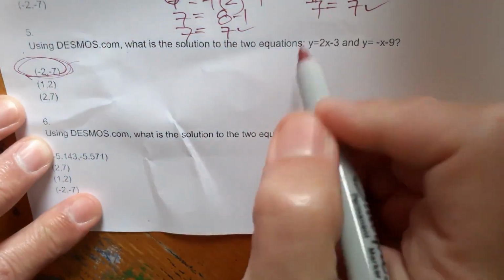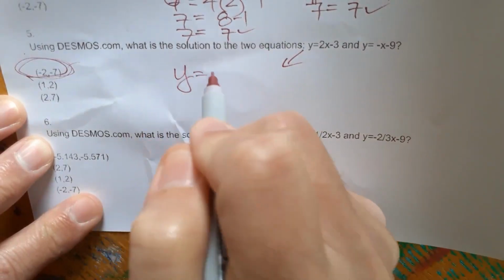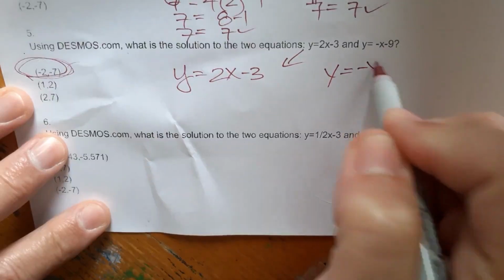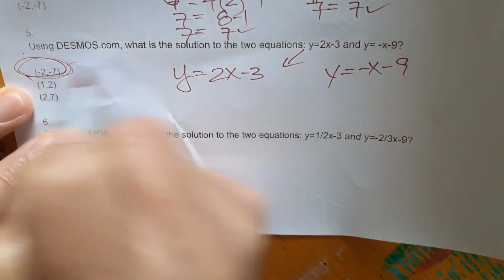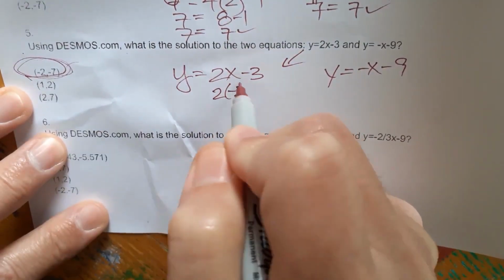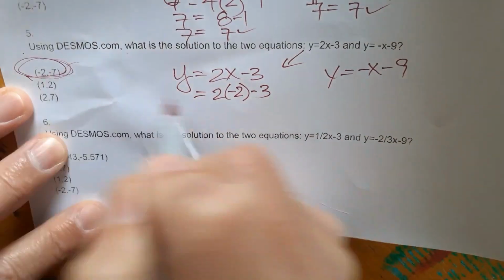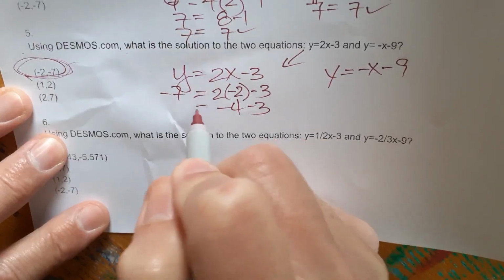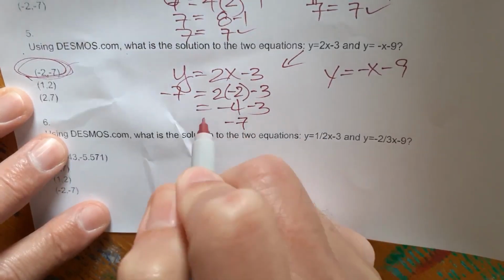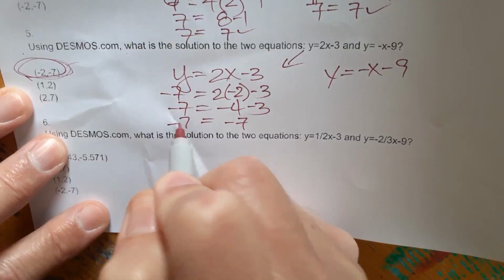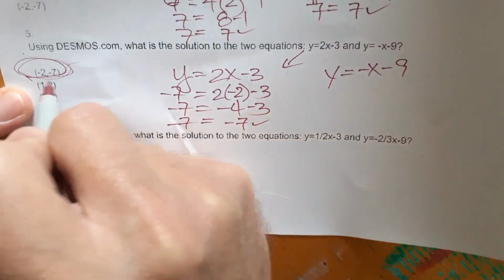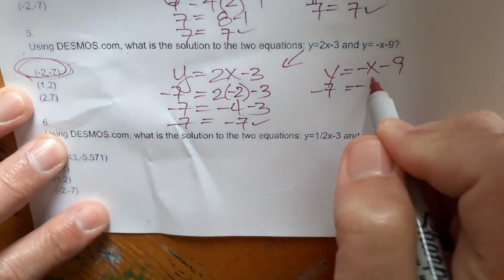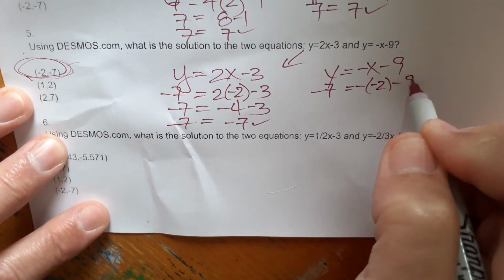Now let's plug in the values to see how they go. Y equals 2x minus 3, and y equals negative x minus 9. Then the x is negative 2, so 2 times negative 2 minus 3, and the y is negative 7. This is 2 times negative 2 is negative 4, minus 3 gives us a larger negative number, or negative 7. Sure enough, that's equal to negative 7 on the left.